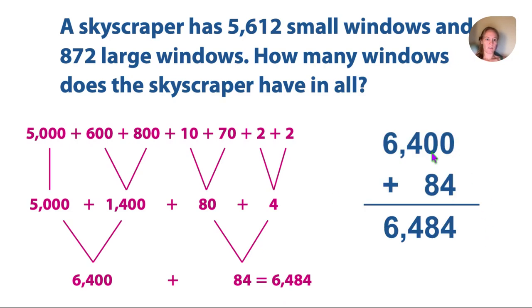Which is also a way to do it, is standard algorithm. Start with the ones, the tens, the hundreds, the thousands. There's no regrouping in this because no place value had a 2-digit number in it. So that's why there's no regrouping. But this is an example of why you get this number.